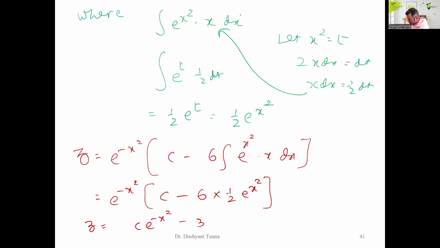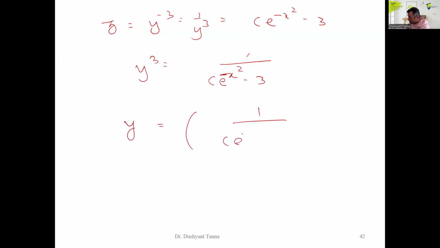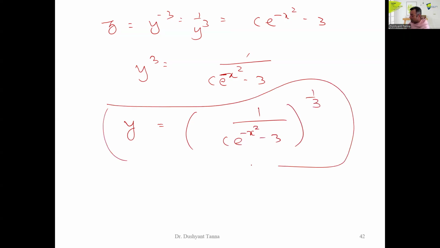What is our z? C e raised to minus x squared minus 3. Once I flip it, 1 over c e raised to minus x squared minus 3. Yeah, there is a minus here. And therefore y is 1 over c e raised to minus x squared minus 3, power 1/3, and that is my final answer. Yeah, that is my final answer.